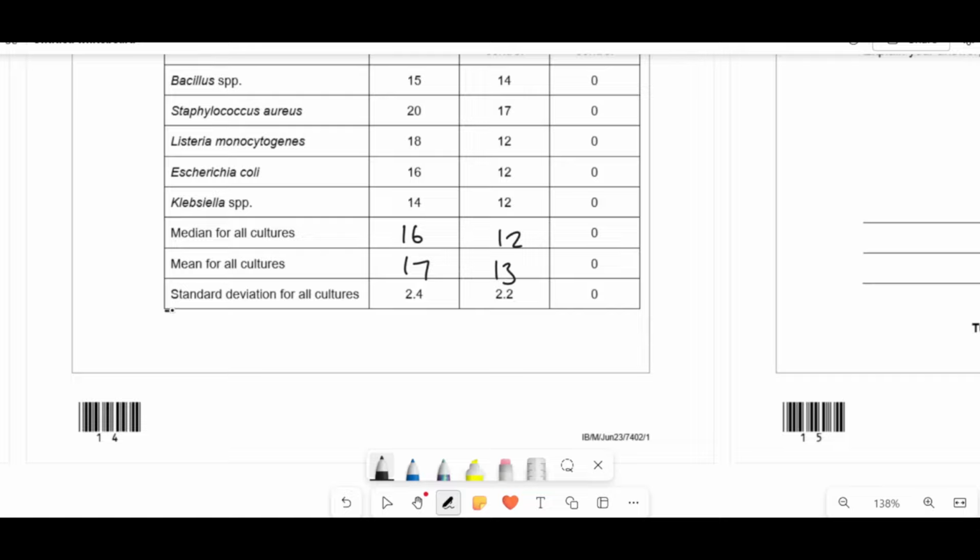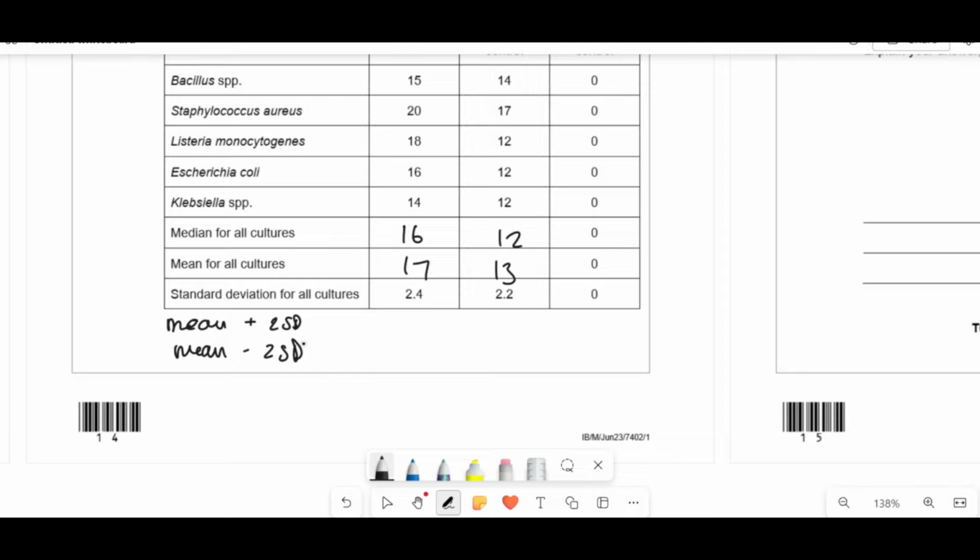In the table, they've given us just the standard deviation. So we actually need to do the mean plus or minus 2 times this. So mean plus or minus 2 times 2.4, for example. So if we add an extra bit here, we've got to work out the mean plus 2 times the SD and then the mean minus 2 times the SD, right?